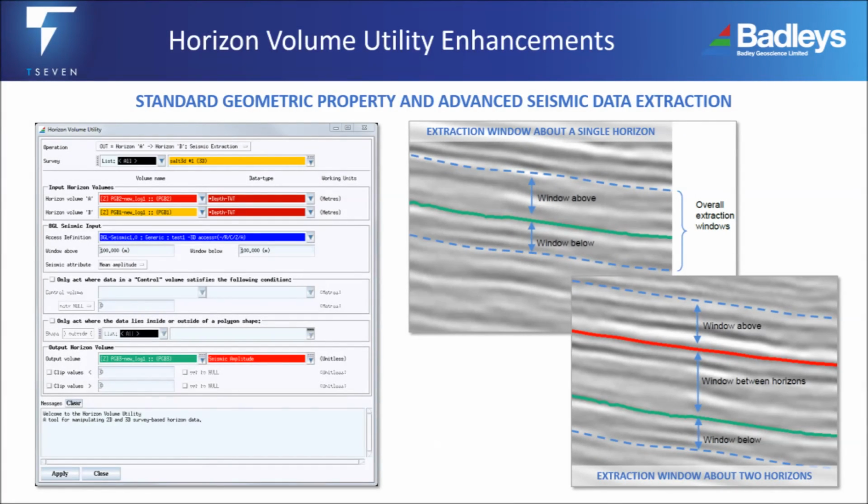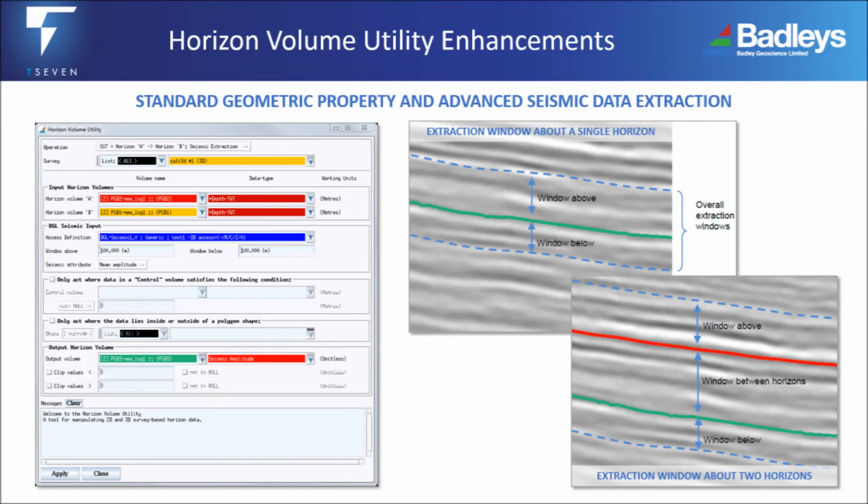Standard geometric properties can now be extracted from the basic Z data in Horizon Data Volumes using the updated Horizon Volume utility, including dip, dip azimuth, roughness, and minimum, maximum, mean, Gauss, differential, and magnitude of curvature. The Horizon Volume utility can also be used as a means of extracting seismic data in a vertical window about a horizon or between two horizons.